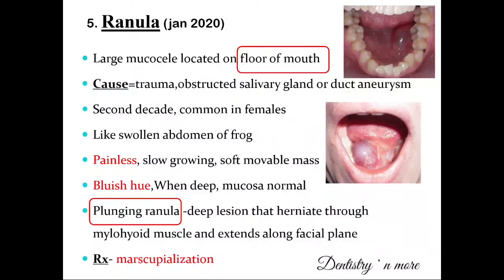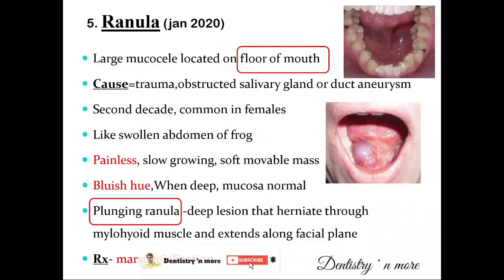Next question to be asked is a ranula. Ranula is nothing other than a larger mucocele that has been located on the floor of the mouth. When it is located on the floor of the mouth, it causes the raising of the tongue. And the cause is due to the obstruction of the salivary gland, ductal aneurysm, or trauma.